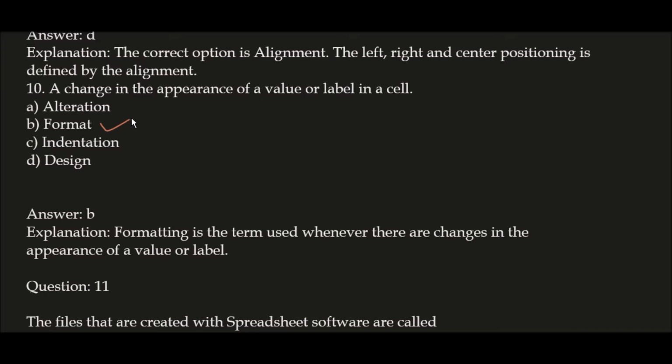A change in the appearance of a value or label in a cell is called formatting. Formatting is the term used whenever there are changes in the appearance of a value or label. Next question.